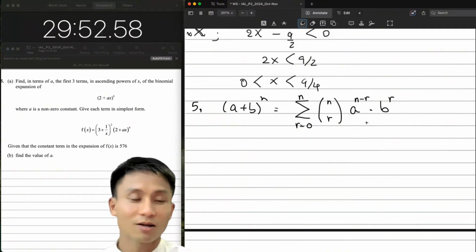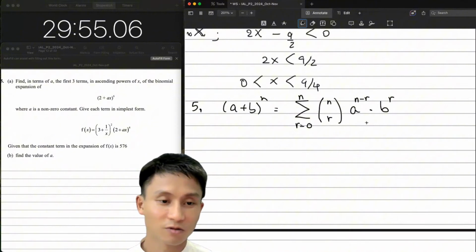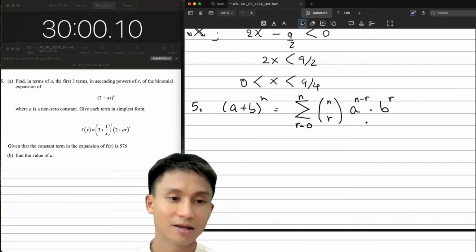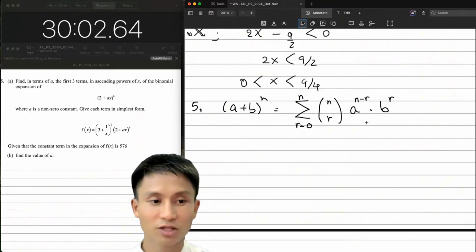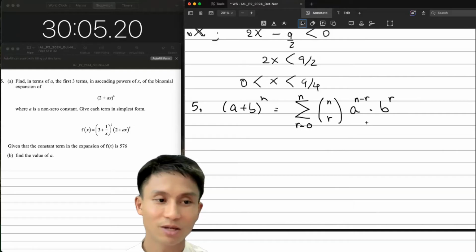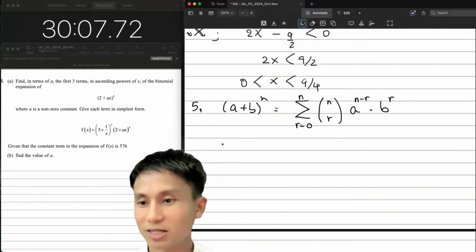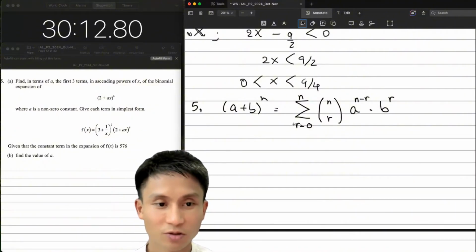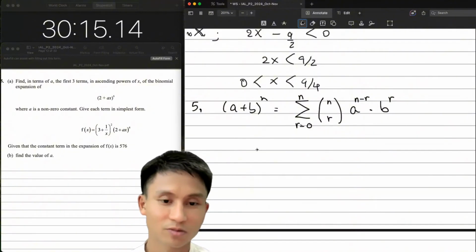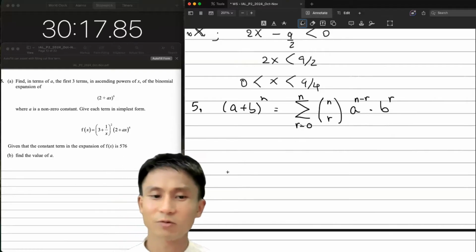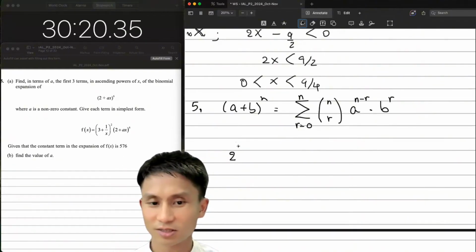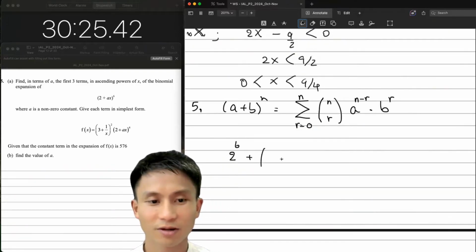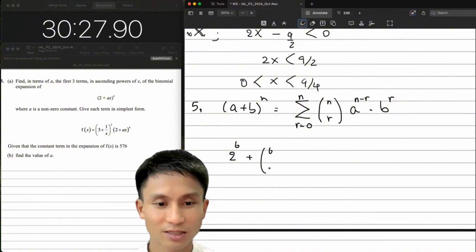So there will be multiple terms, from the first term where r is 0 to the last term where r is n. Each term has a binomial coefficient, a to the power of something, and b to the power of something, right? So it is the first three terms. We just do the first term, r being 0. It's quite obvious that we're going to have 2 to the 6 for that, okay? And the next term, we have 6, 1, right?